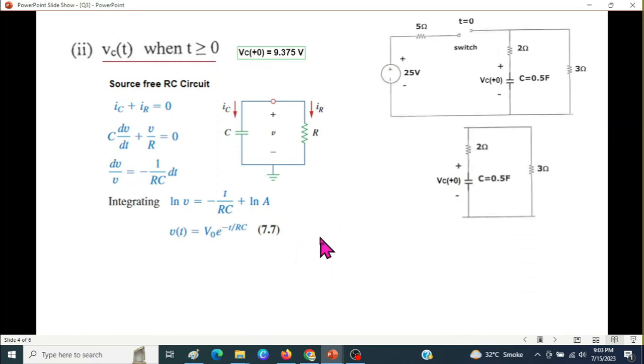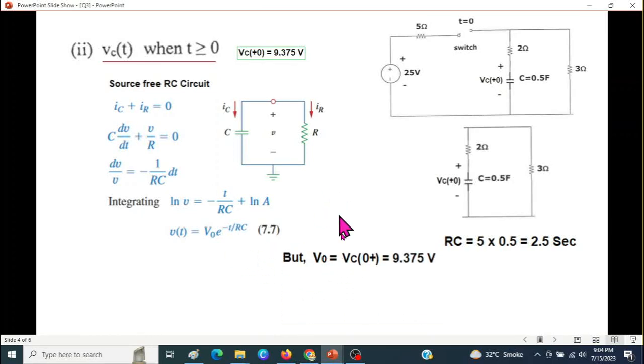Now V0 we have already calculated, 9.375. What about RC? Find RC. Now this is open, so this portion is now redundant. We do away with this. This is the only portion left, and you can see this circuit is in series. So R will be 2 plus 3, 5. So RC we can calculate from here: R is 5 and C is 0.5. So RC is 2.5 seconds. RC is actually called the time constant. So 2.5 seconds we'll put here.